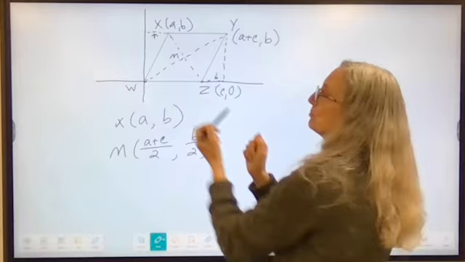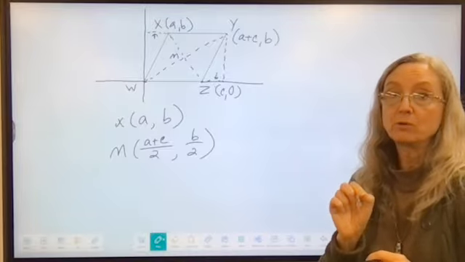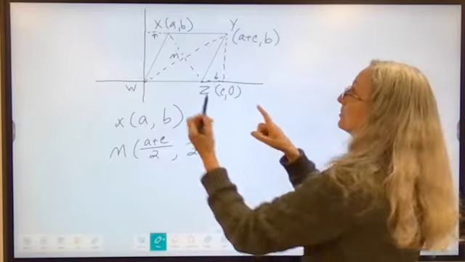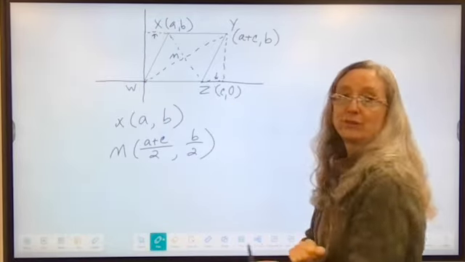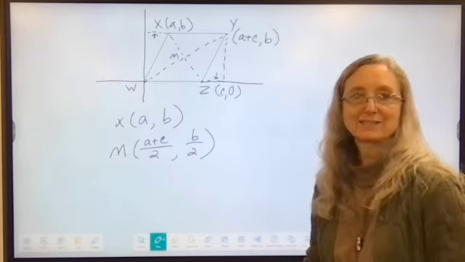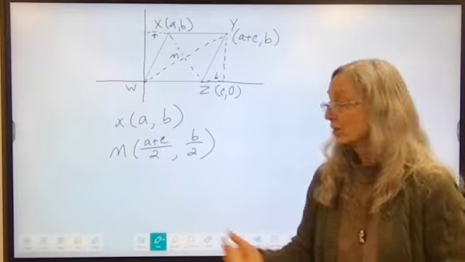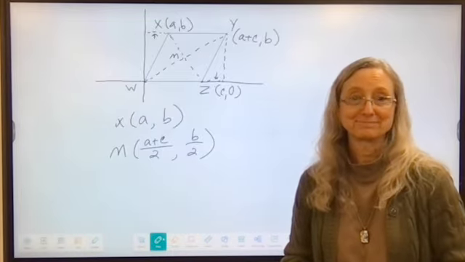If I do it with these two points, I should get the same answer because they bisect each other. That midpoint should be the same. So if I go A plus C divided by 2, there you go. And if I go B plus 0 divided by 2, yes, I get the same thing. So you can have answers that look like this.